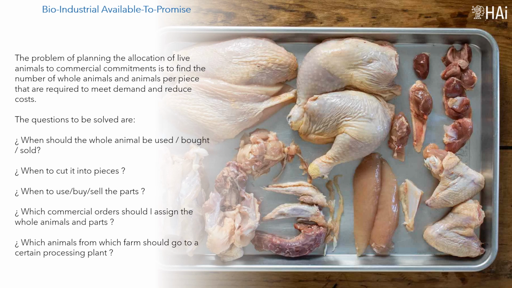Bio-industrial available to promise. The problem of planning the allocation of live animals to commercial commitments is to find the number of whole animals and animals per piece that are required to meet demand and reduce costs. The questions to be solved are: when should the whole animal be used, bought or sold? When to cut it into pieces? When to use, buy or sell the parts? Which commercial orders should I assign the whole animals and parts? Which animals from which farm should go to a certain processing plant?